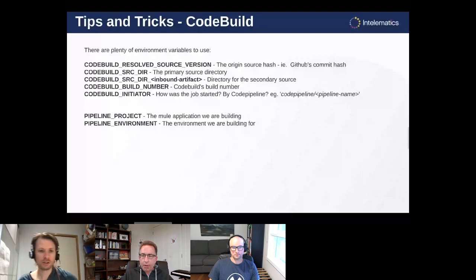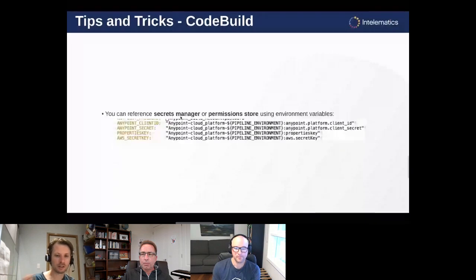Some other really cool things: in your CodeBuild job, you can actually specify your Secrets Manager places that you're going to pull stuff out of. And within that, you can actually use environment variables. So it means that you can pass in environment variables for your pipeline environment, like I'm showing here. And that will automatically go to the correct Secrets Manager for that environment, which really simplifies your build scripts.